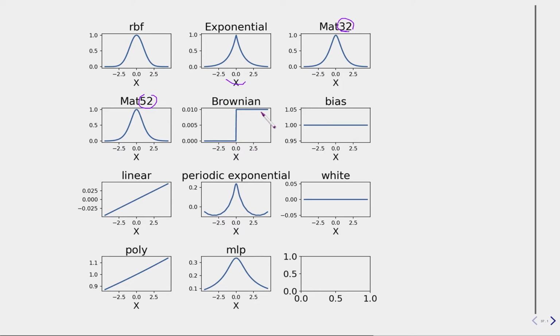Brownian for very random data, bias just adds a bias to it. Linear is linear, so as x goes up, y goes up. If you assume there's some periodic effects like a sine wave, you can use the periodic exponential. White is white noise, and you have the polynomial kernel and the MLP kernel. And you can add these up.